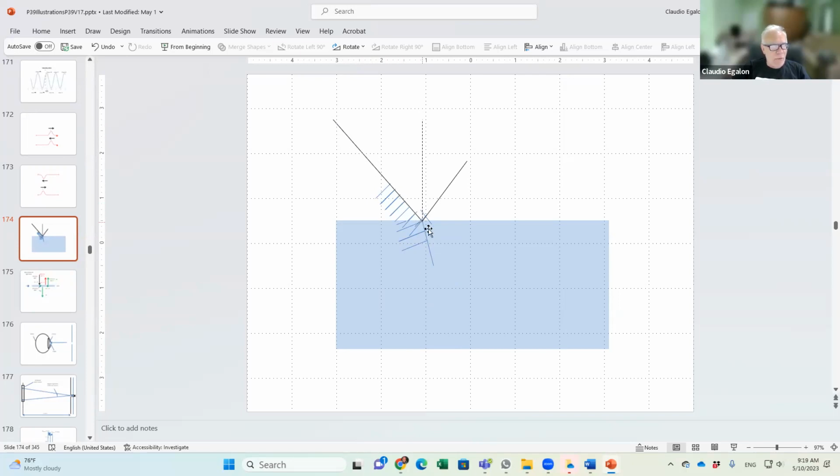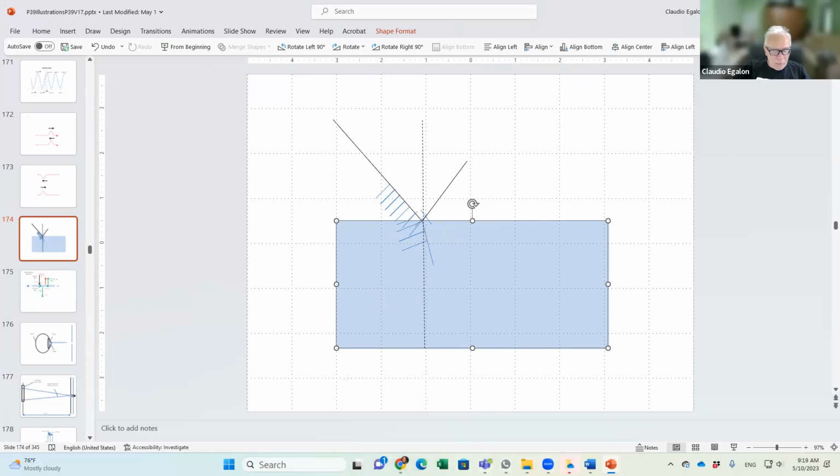This light ray, instead of going in a straight line, when it reaches the interface of this medium, makes an abrupt turn towards the normal of the medium. Towards the normal of the medium, okay? That's what you have to know. This is a consequence of the fact that light travels slower in a medium of higher optical density.